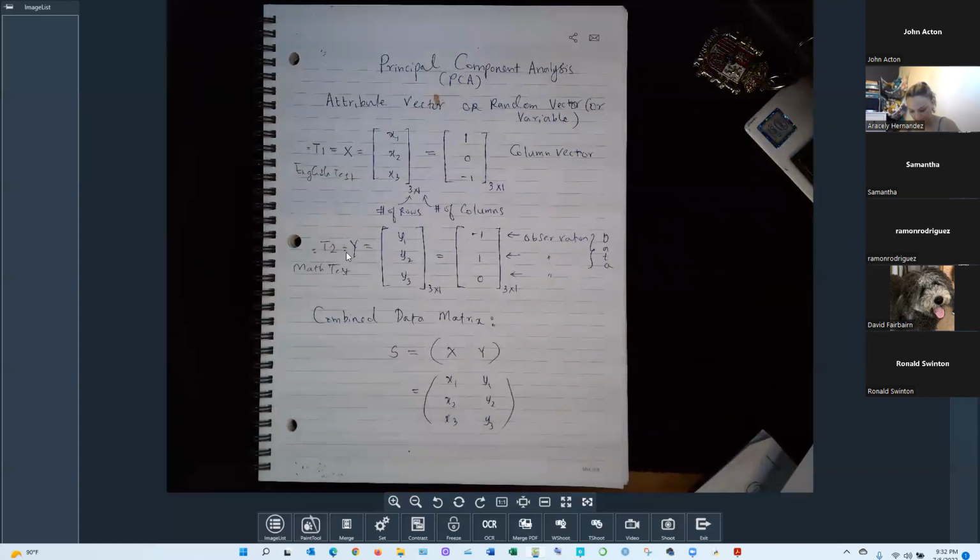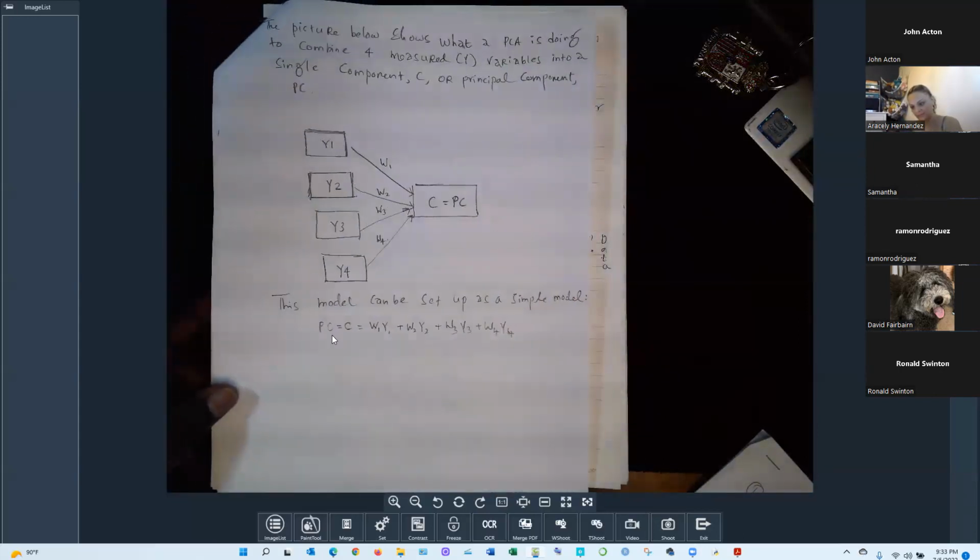For the other variable, there are also 3 observations: y1, y2, y3. They are numbers. Observation 1, observation 2, observation 3 put together we call data. Now I'm going to combine these two, because I'm trying to show you how we get the loadings that you saw in principal component analysis, in which we change the dimension and come up with a new variable.